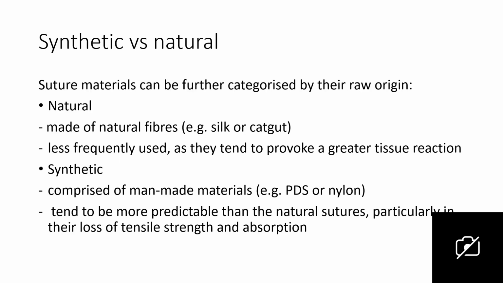Synthetic versus natural. The suture material can be further categorized by its raw origin, whether natural or synthetic. Natural sutures are made of natural fibers, for example silk or catgut, and are less frequently used as they tend to provoke a greater tissue reaction. Synthetic sutures are comprised of man-made material, for example PDS or nylon, and tend to be more predictable than natural sutures, particularly in their loss of tensile strength and absorption. Also, they are less reactive.